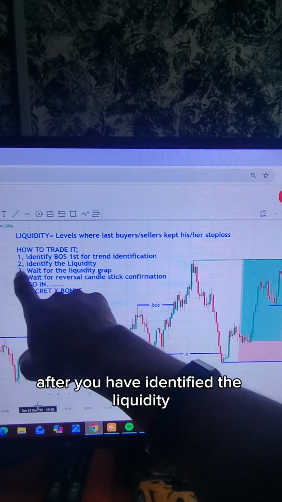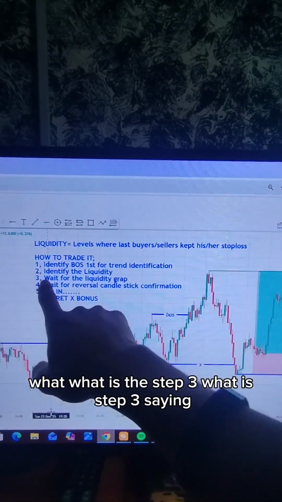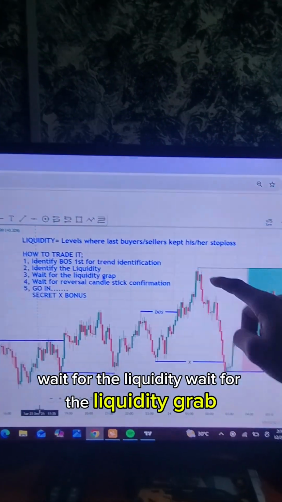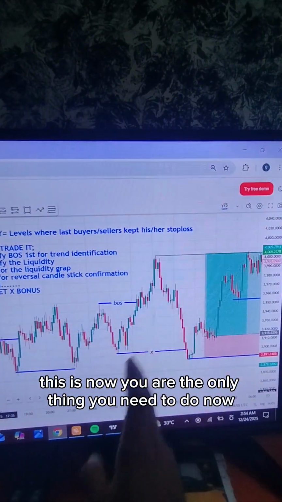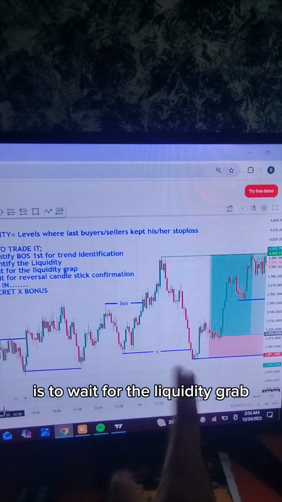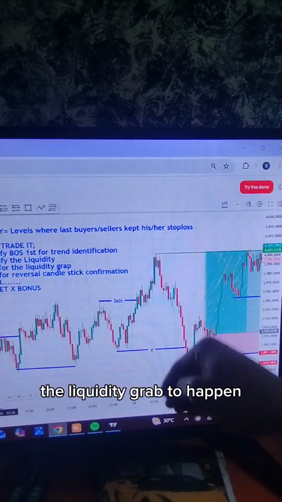Now after you have identified the liquidity, what is step 3? What is step 3 saying? Wait for the liquidity grab. After identifying the liquidity, the only thing you need to do now is to wait for the liquidity grab to happen.